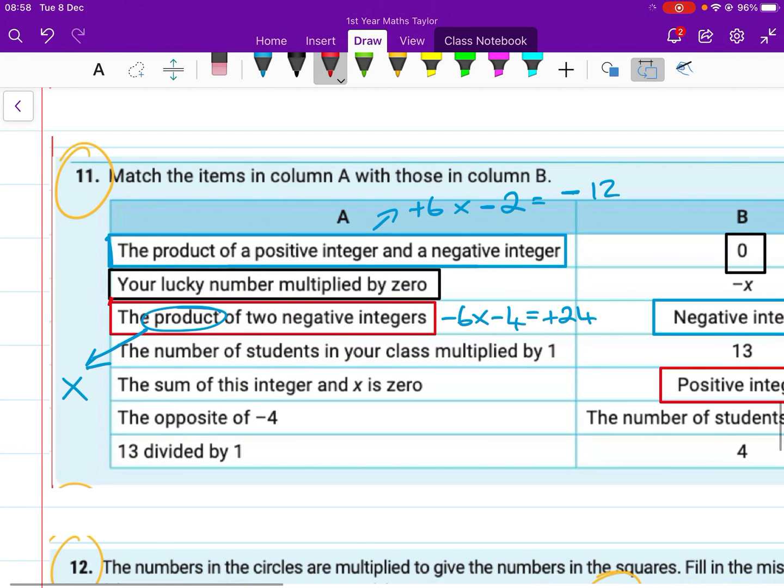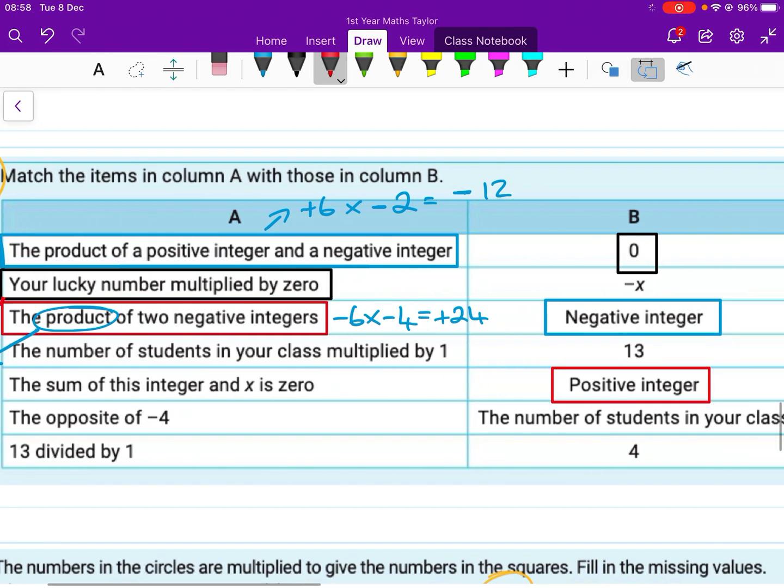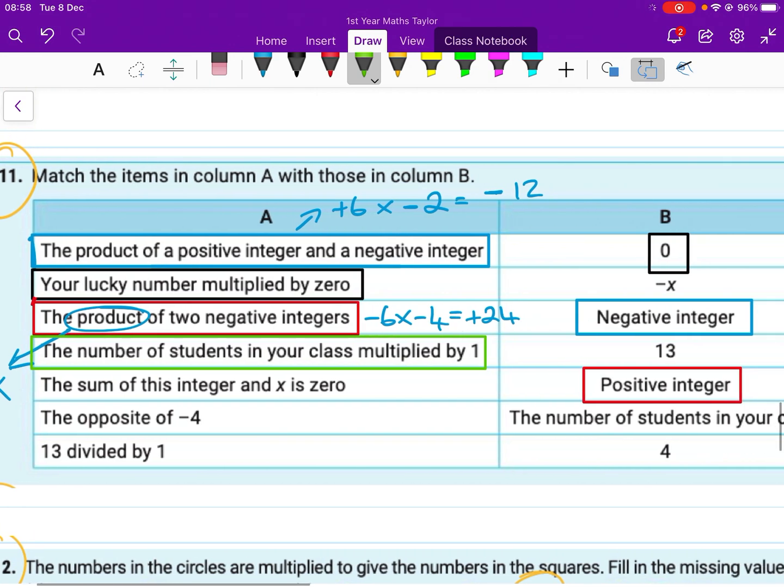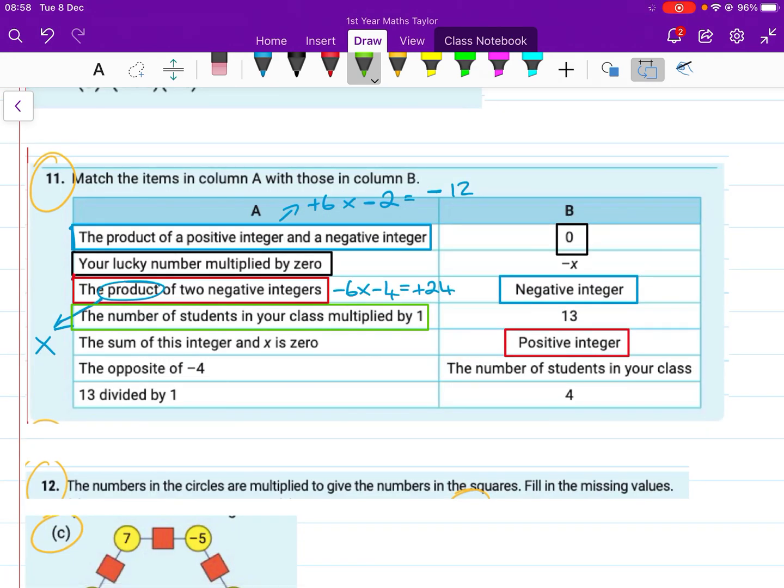Okay, a positive number. The number of students in your class multiplied by 1. So if you take any number, like 22 in each of your classes, and multiply it by 1, what do you get? You get 22. And if there's 23 in your class and you multiply it by 1, you get 23. So the number of students in your class multiplied by 1 is just the number of students in your class. Multiplying something by 1 doesn't change it.